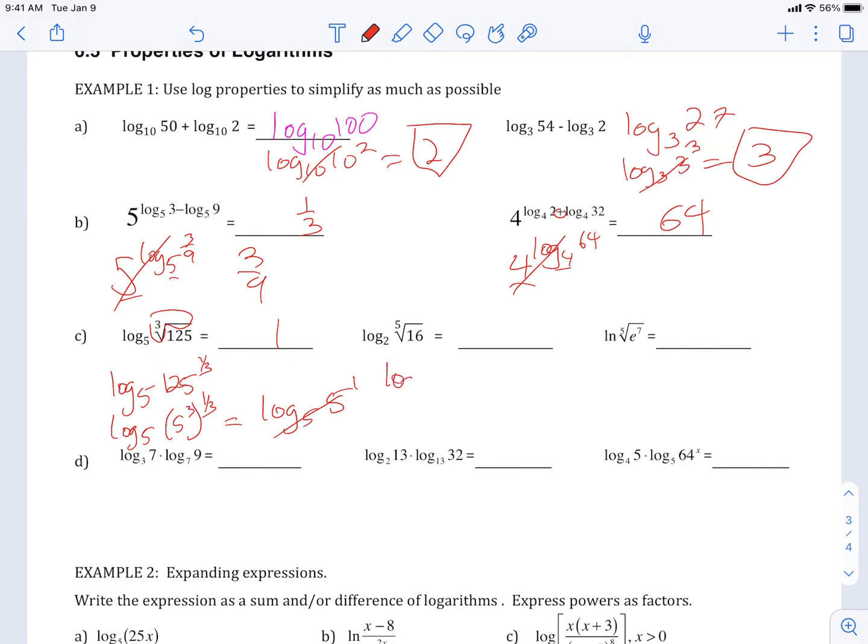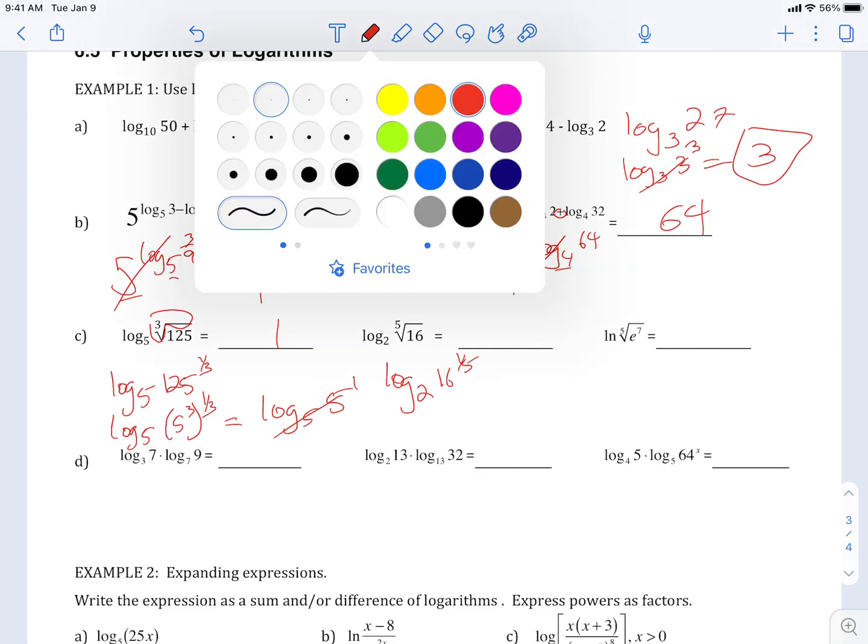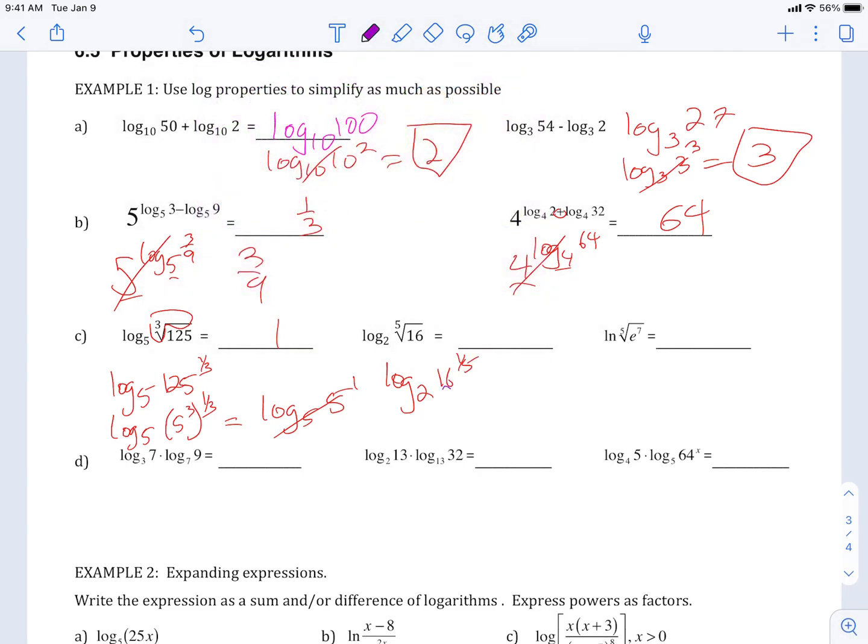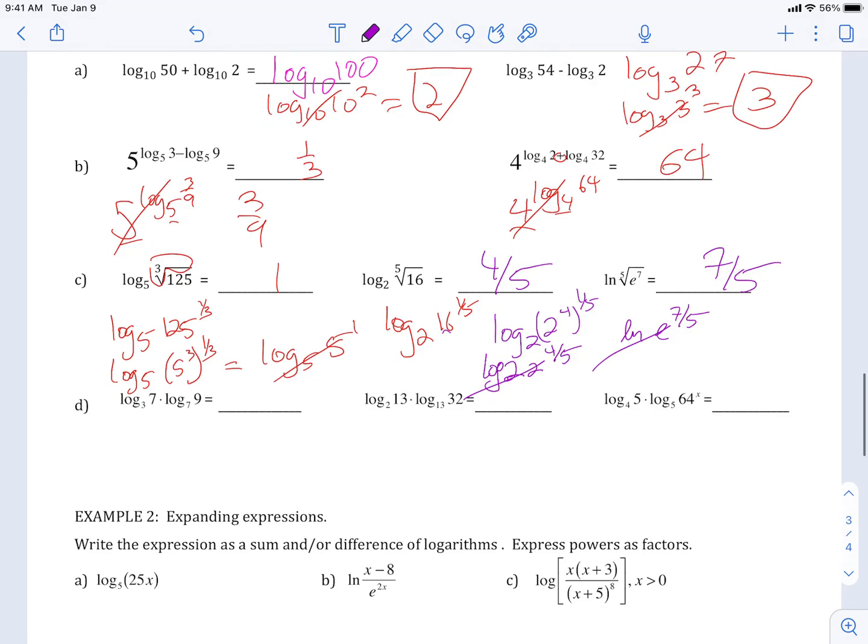Same thing here. Log base 2 of 16 to the 1/5 power. But we know something about 16. It's a power of 2. It's 2 to the 4th power. So this is log base 2 of 2 to the 4th raised to the 1/5 power, or log base 2 of 2 to the 4/5 power. But since you have the same base, these cancel, and you're left with just 4/5. Same thing here with the natural log. So this is natural log of e to the 7/5 power. E and natural log cancel out, and it's 7/5.